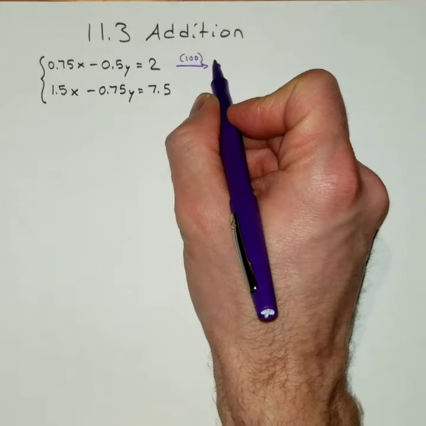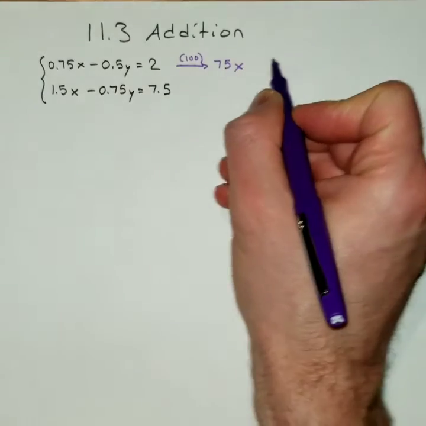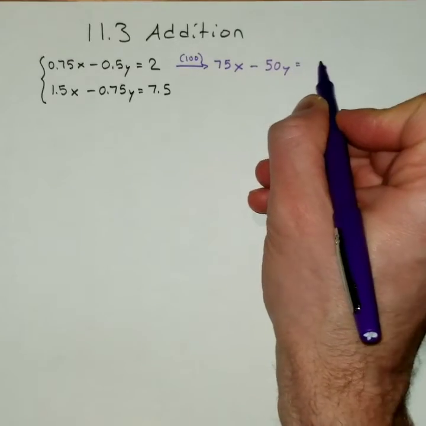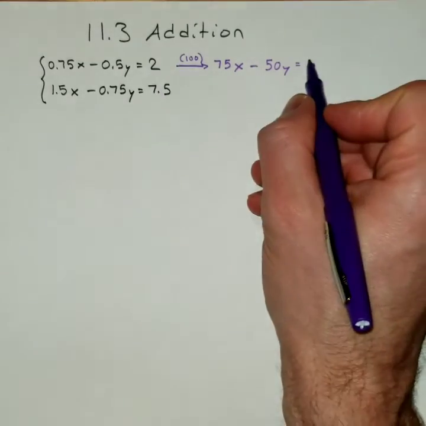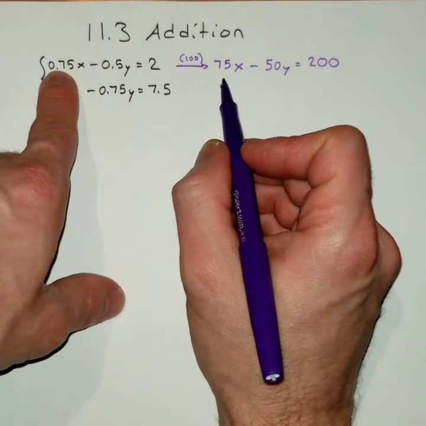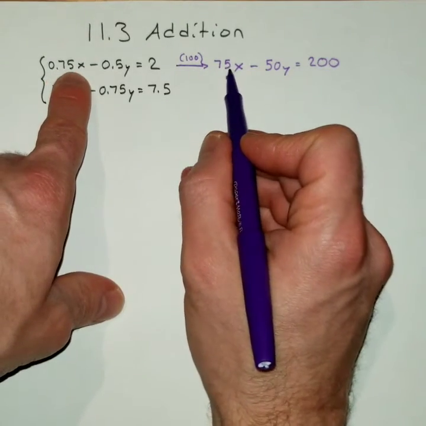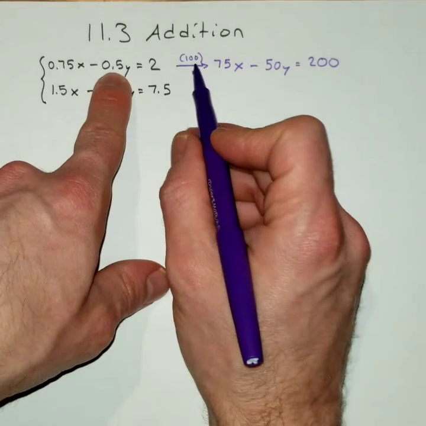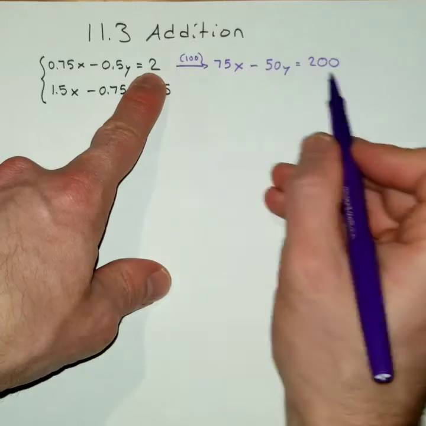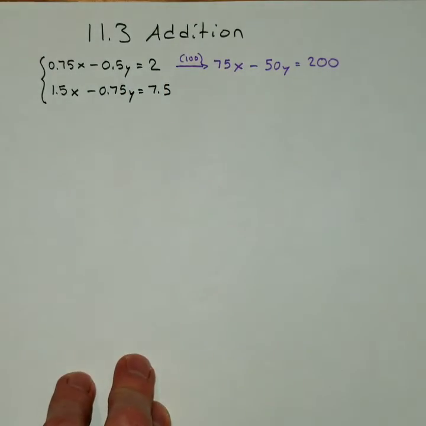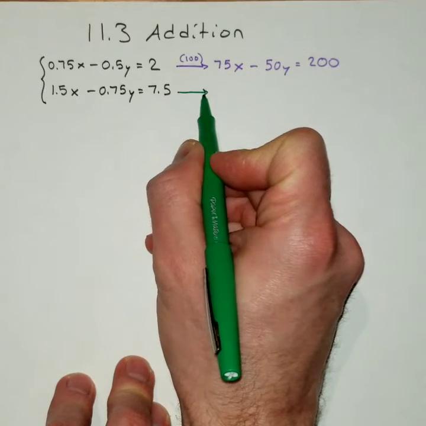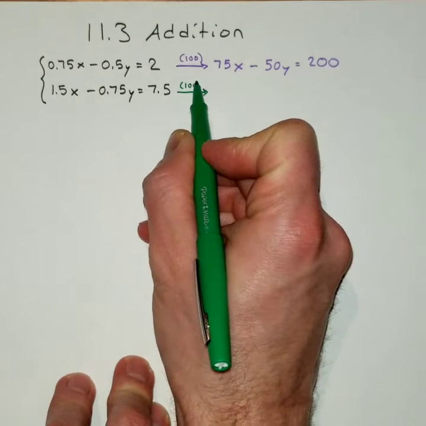So this will become 75x minus 50y. Now 2 times 100 is 200. Okay, so 0.75 times 100, you move the decimal twice, is 75. 0.5 times 100, that's like half of 100, is 50. And 2 times 100 is 200. Okay, I'll do the same thing on the bottom just to get rid of the decimals. Multiply by 100 again.